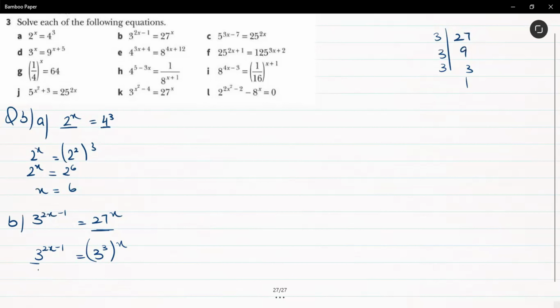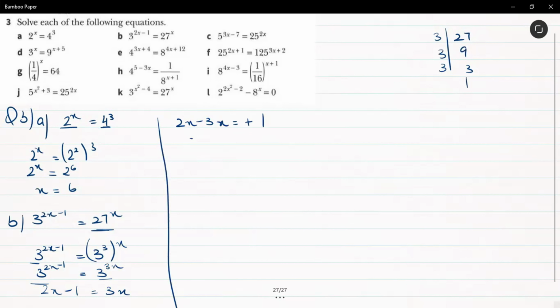Again, the index values are going to be the same after this step. 3 to the power 3x. So we get 2x minus 1, as the index values are the same now. 2x minus 1 is equal to 3x. And then we're going to go on and say 2x minus 3x is equal to positive 1. Negative x is equal to positive 1, and x is equal to, obviously, negative 1. That is our answer for part B.